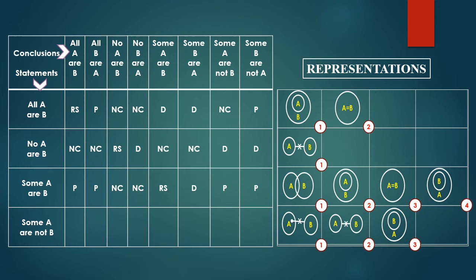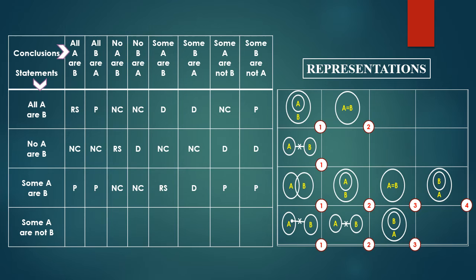Next, we will try to understand some A or B scenario. For some A or B, we have four representations here. So each and every conclusion we have to cross check with all these four representations. Let's try to understand with this one. Some A or B. For some A or B, what is all A or B?